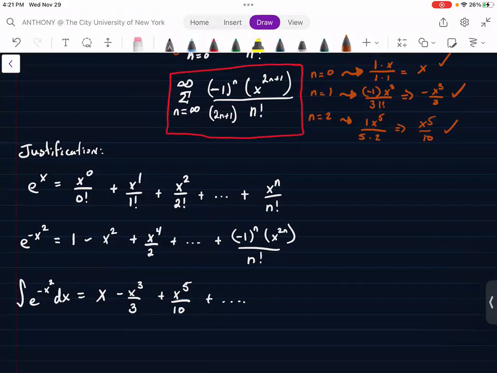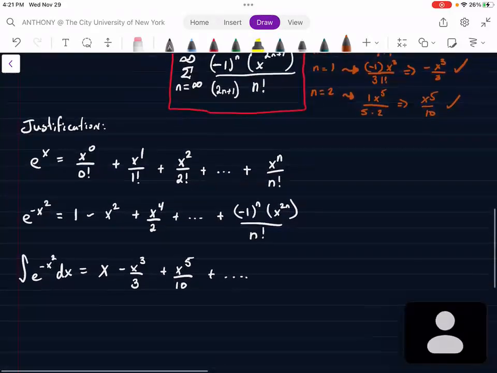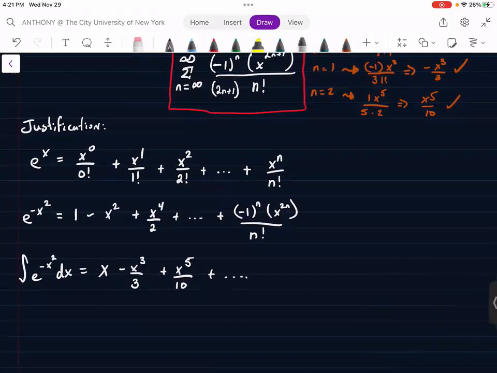All good on these two problems? All right. So I'm gonna do one more like this, where I'm just manipulating the algebra.